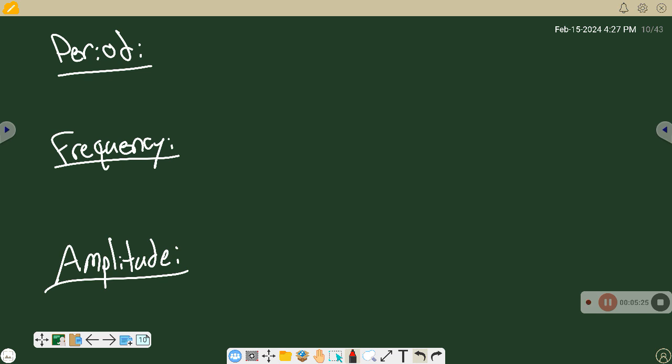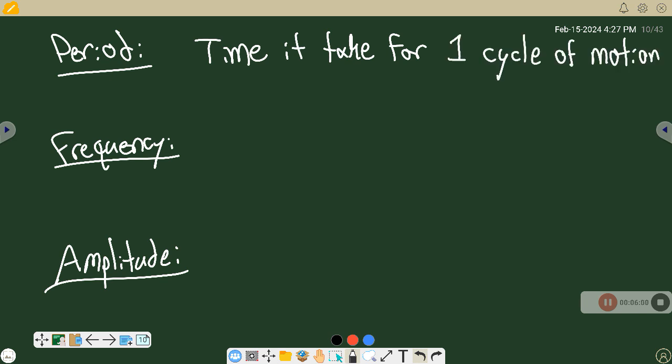So let's talk about a couple important vocab words that we're going to talk about a lot during this unit. The first one, well, the first two actually, we've already talked about in this class, but I want to review them so that we are all still on the same page. Period, for us, is going to mean the time it takes for one cycle of motion. So it is the time it takes for a pendulum to swing out and then back in. That would be the period for us.